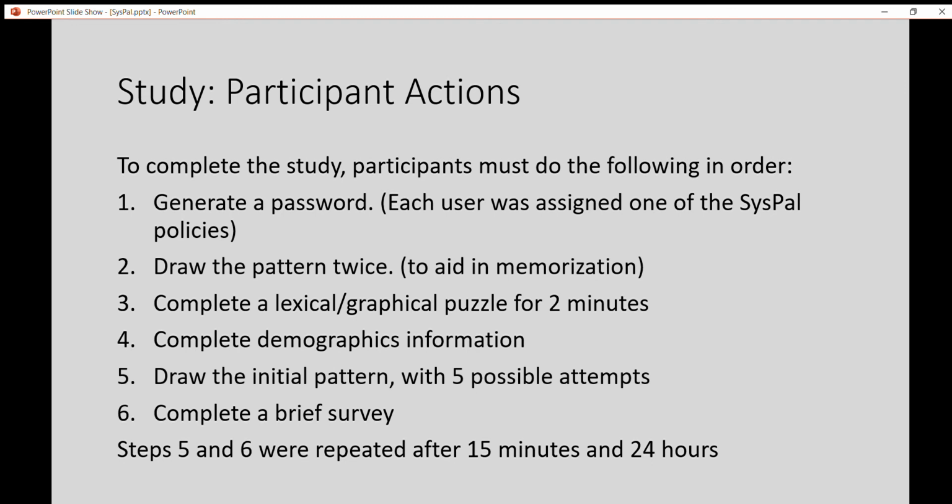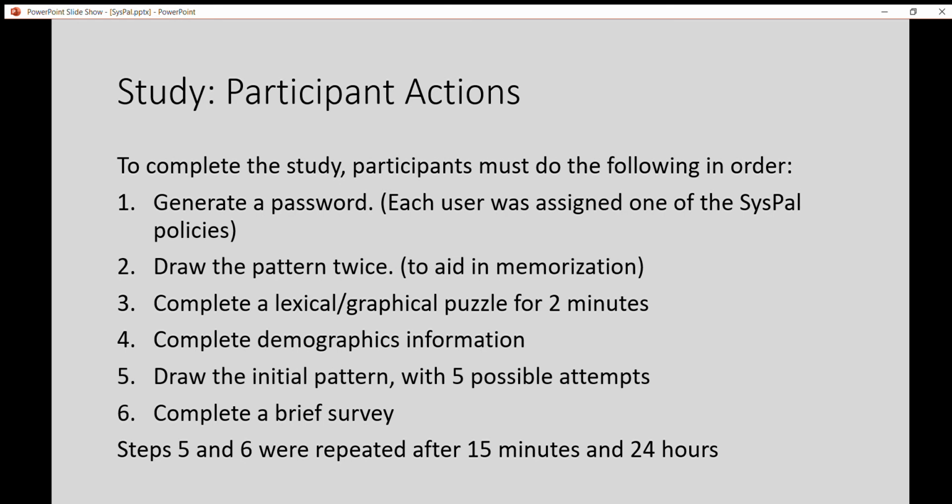They would then draw the pattern twice to help them remember it. They would then go through a puzzle of some sort for 2 minutes. That is essentially to stretch out the time, distract them, and make them think less about the password directly. Afterwards, they would complete some demographics information. And then they would be asked to draw the initial pattern with 5 possible attempts, which we remember is the number of attempts allowed before the 30-second lockout on the phone.